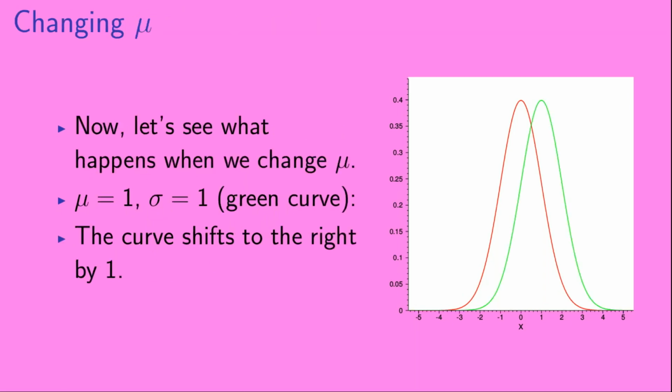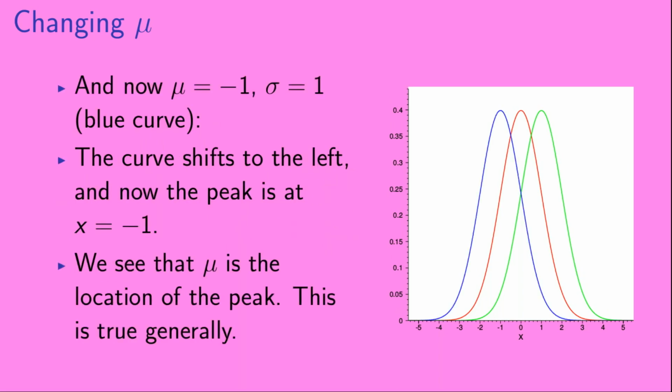Now let's see what happens when we change mu. So here we've drawn a Gaussian for the case mu equals 1, sigma equals 1 in the green curve. Note that the curve shifts to the right by 1 unit. And now let's look at the case where mu equals minus 1 and sigma equals 1. So here that's shown in the blue curve. The curve shifts to the left, and now the peak is at x equals minus 1. We see that mu is the location of the peak. This is true generally.